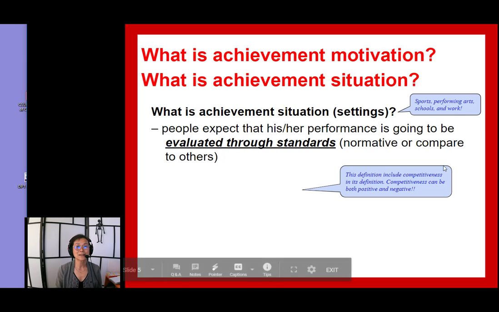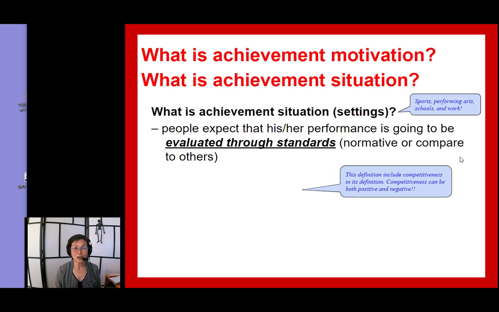And as you can see from the examples here, in sports, of course, you always see losers and winners. Performing arts, school, work, our entire world is about achievement situations. Everywhere you get judged and evaluated, unfortunately. And that's the world and the life we are living in.